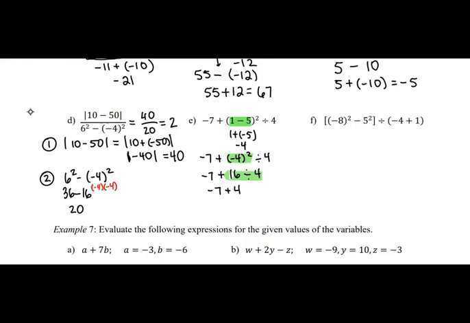I have a negative number adding to a positive number. 7 is bigger than 4, so that means the answer is negative. And then the difference between 7 and 4 is 3, so the answer is negative 3.